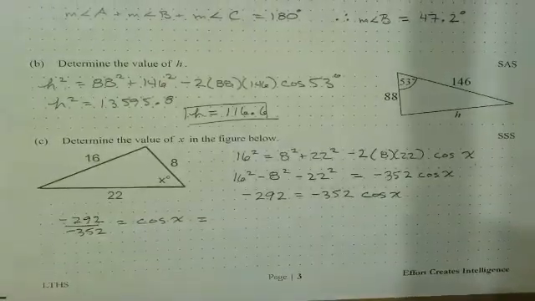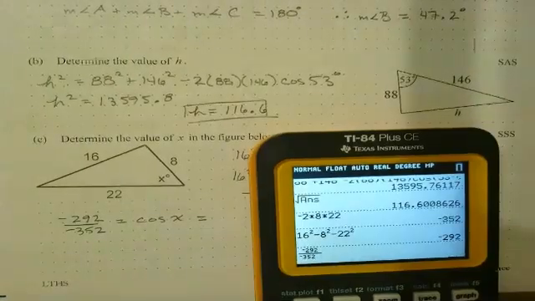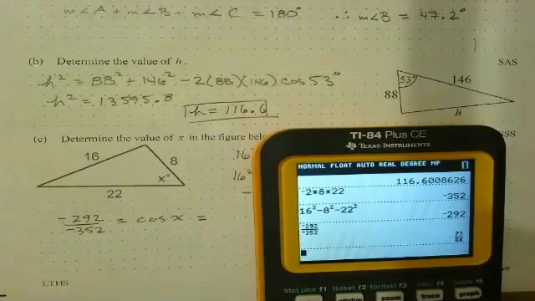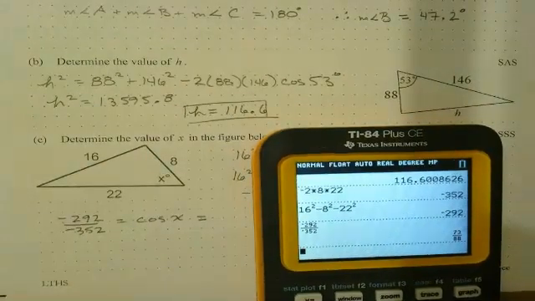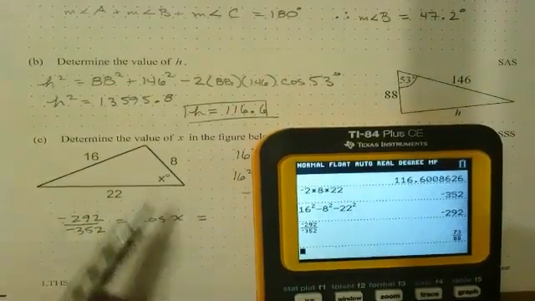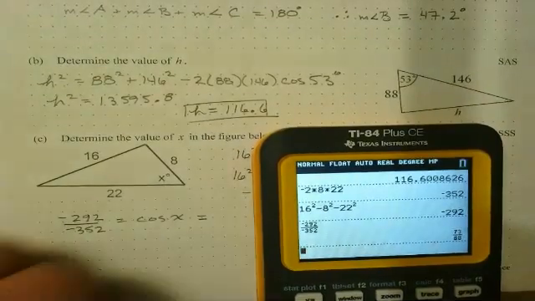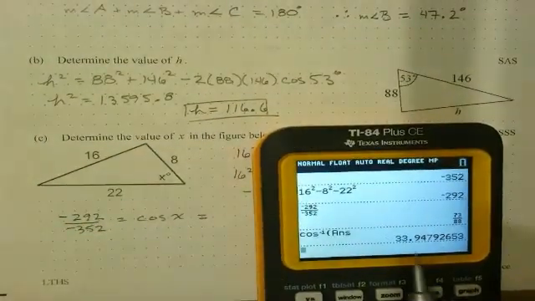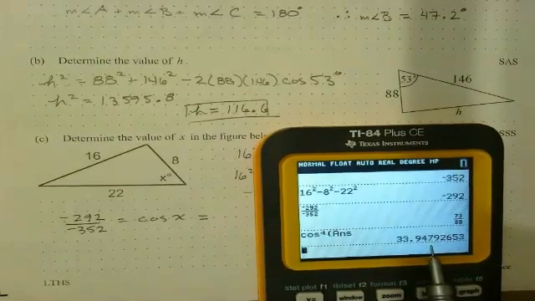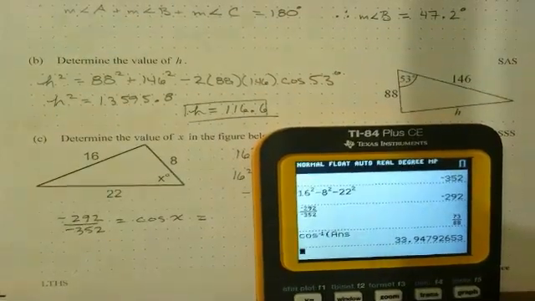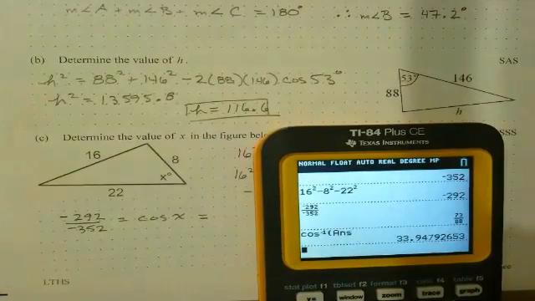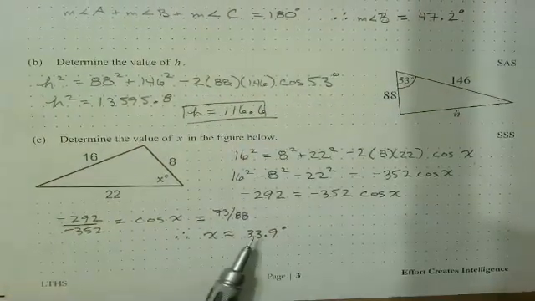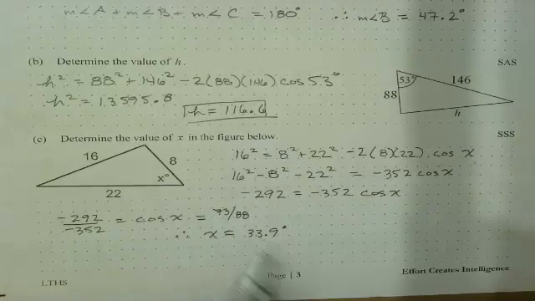And if we do that, here's what we're going to get. We're going to have negative 292 divided by negative 352, which gives us that value. But that's the cosine of x. We're trying to find x. So I'm going to take the inverse cosine of that answer, and there is my value for x in degrees, approximately 33.9 degrees. So the value for x is approximately 33.9 degrees.